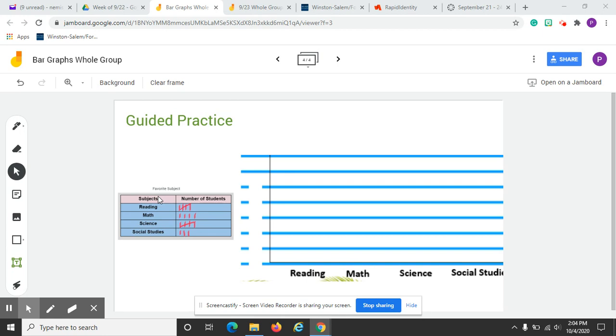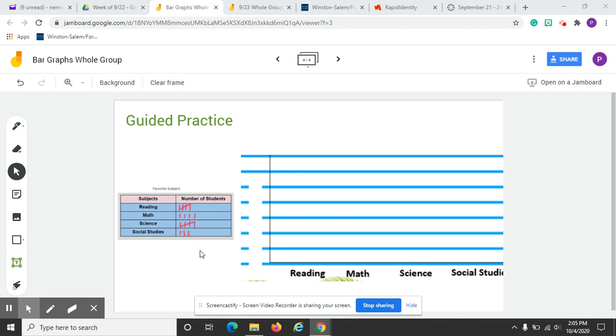The first thing you have to look for is the number of tallies for each category, and then think of the right scale or increment for the scale that you're going to use. So I have here 5 for reading, 4 for math, 5 for science, and 3 for social studies. So what's the best number that I could use to skip count with and to be used on my scale in order to represent the graph properly?